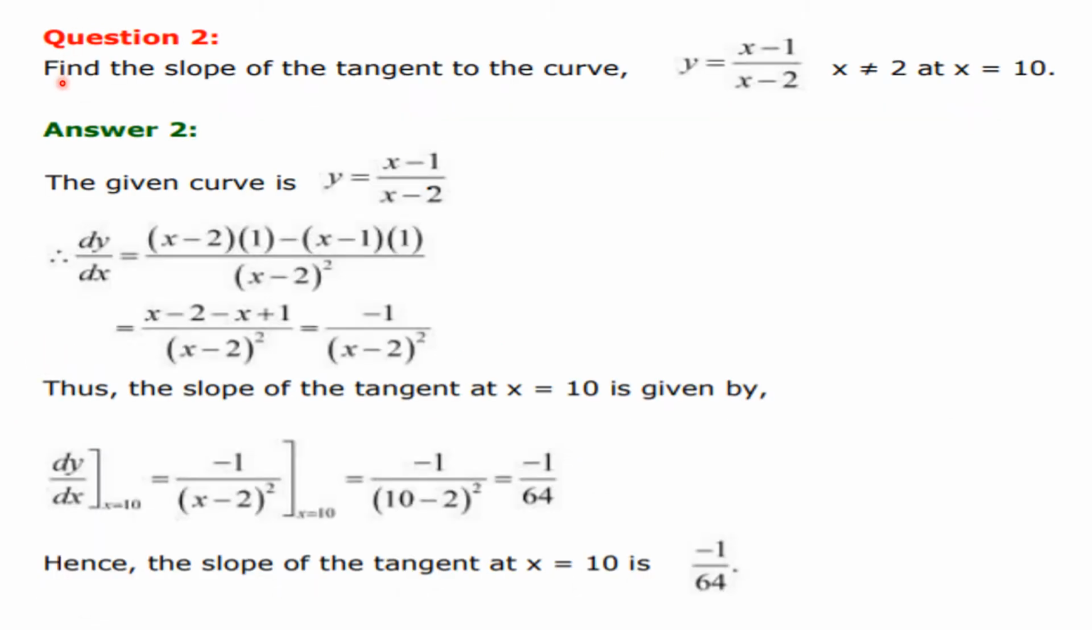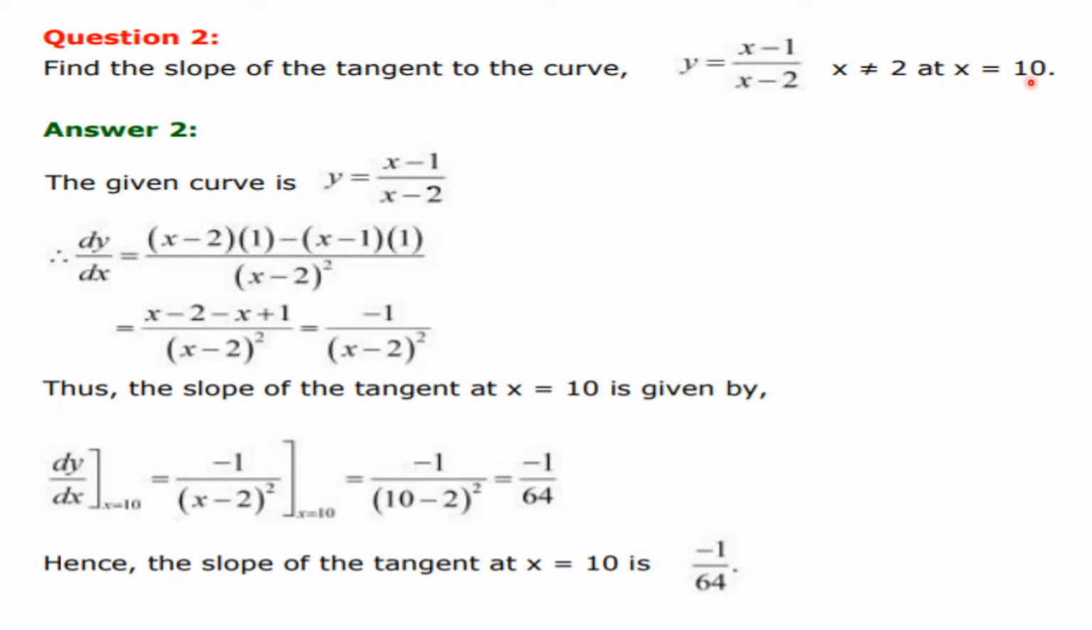Now come to question number 2. This question is also the same as question number 1. Only the equation of the curve is different. Find the slope of the tangent to the curve y is equal to x minus 1 by x minus 2, x is not equal to 2, at x is equal to 10. This is the equation of the curve, and we have to find the slope of the tangent at x is equal to 10.